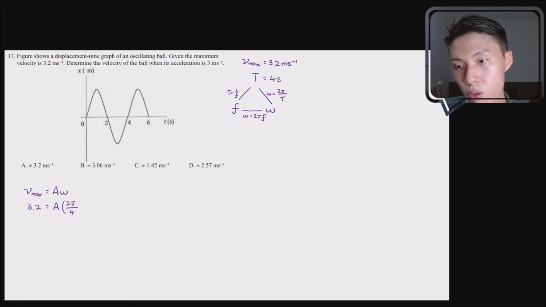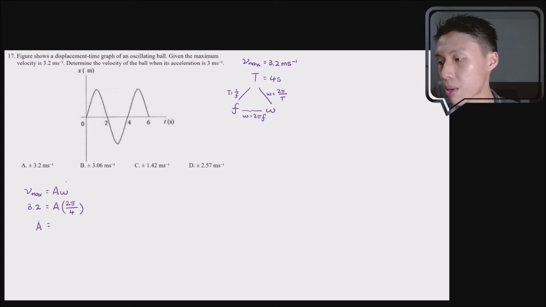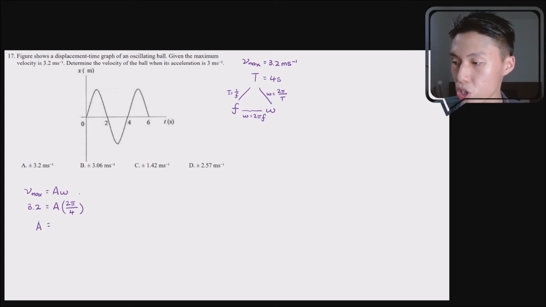So 2 pi over 4. If you do your calculation, you should be able to obtain the amplitude of this simple harmonic motion to be equal to 32 divided by 5 pi meter. You can write it in decimal places, but if I write it in fraction, the good thing is that you don't need to do any round up.